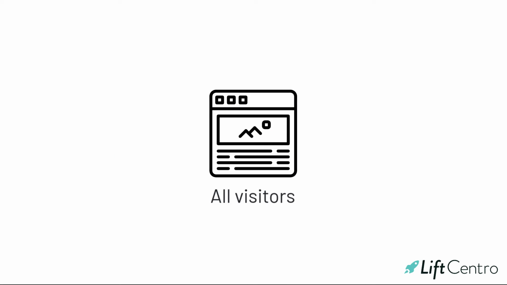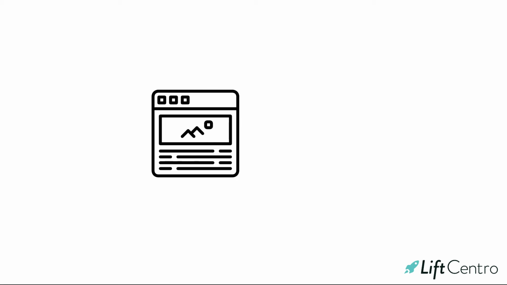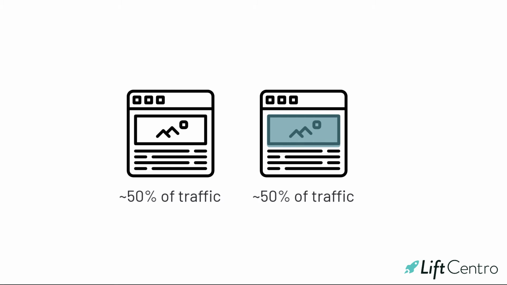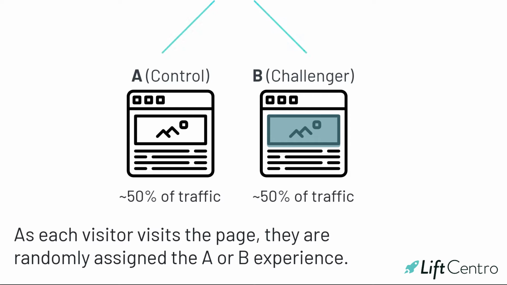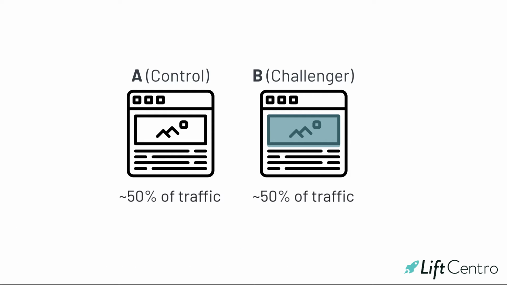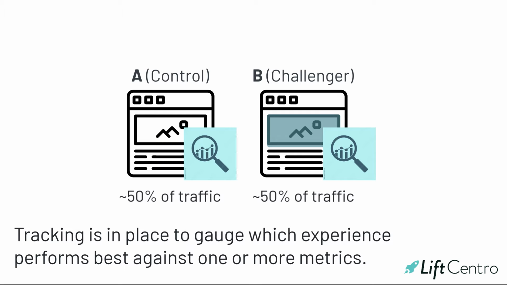As a simple example, instead of all visitors getting the same image at the top of your company homepage, two different images are delivered. One image variation is considered the control, or A, and the other is the treatment, sometimes referred to as the challenger, or B. As each visitor visits the page, they are randomly assigned the A or B experience. Meanwhile, tracking is in place to gauge which experience performs best against one or more metrics.